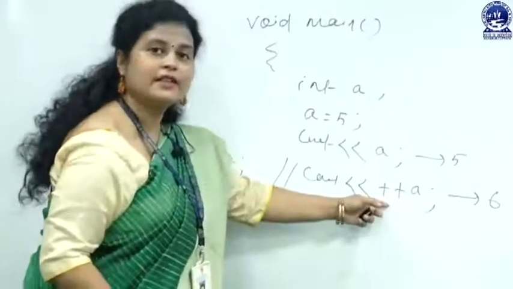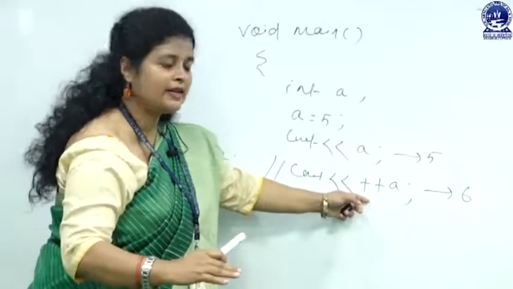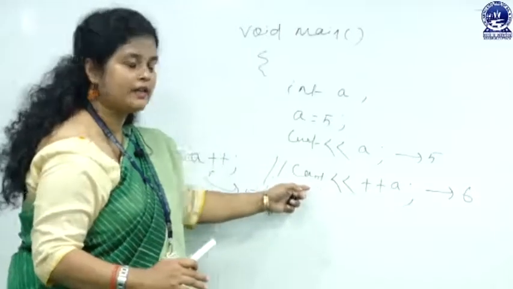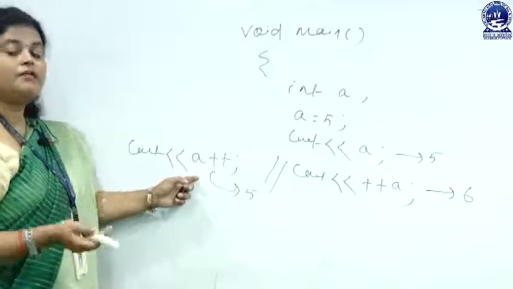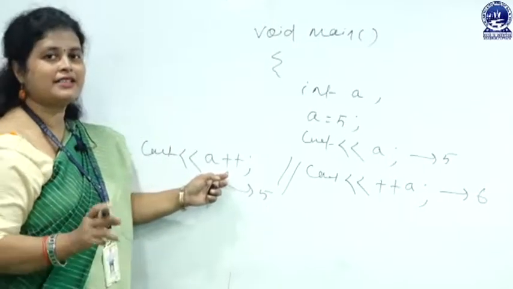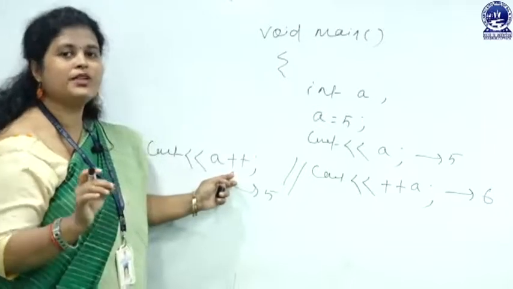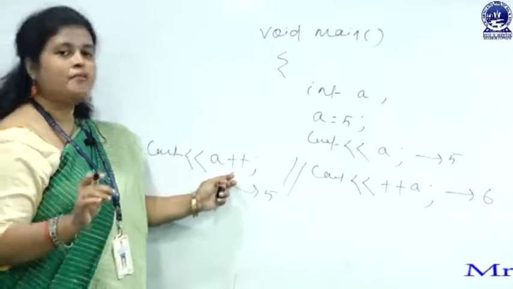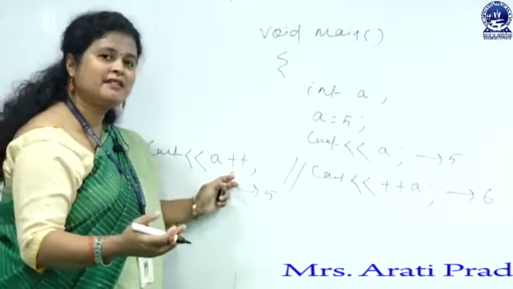In prefix, first it will be incremented, then the value will be displayed. In postfix, first the value will be displayed, then it will be incremented. This is the main difference between prefix and postfix. But again, I am giving some more examples.